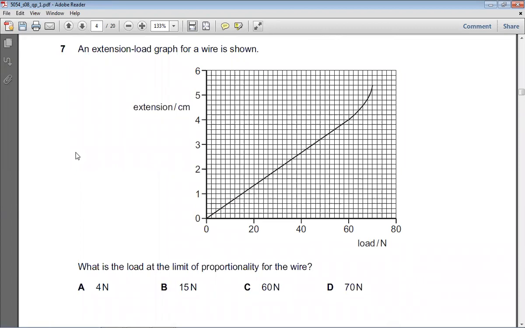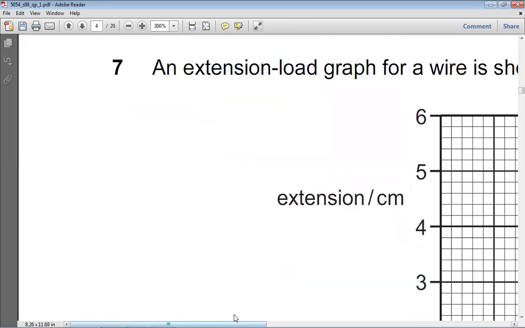An extension-load graph for a wire is shown. What is the load at the limit of proportionality for the wire? The load at the limit of proportionality means the point up to which, on the extension-load graph, the graph is a straight line. Extension and load are directly proportional. After that point, the graph becomes a curve, and extension and load are no more directly proportional to each other. So let me increase the size so you can see it more clearly.